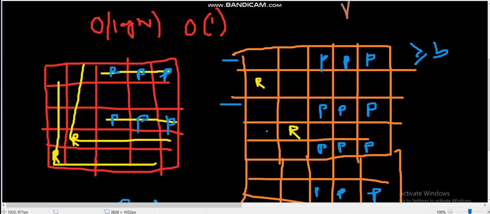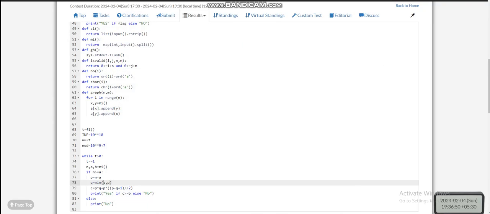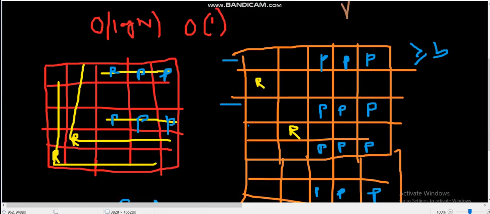Let's say there are three rooks, then we can't put three sets of pawns, right? We have to place only two sets of pawns. Let me call these internal rows, and these external rows. For every internal row there will be n minus a pawns, and the number of internal rows is q. So n minus a is our p, so we'll have p into q pawns for the internal rows.